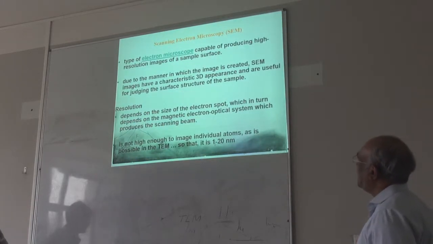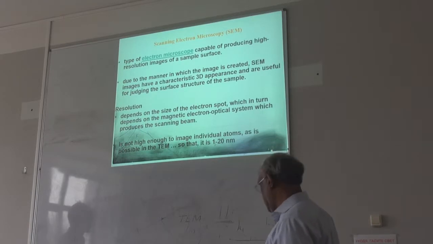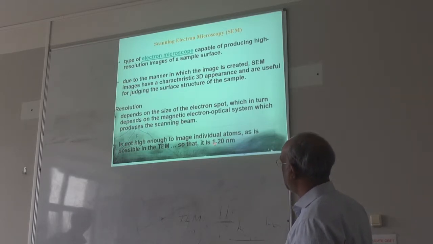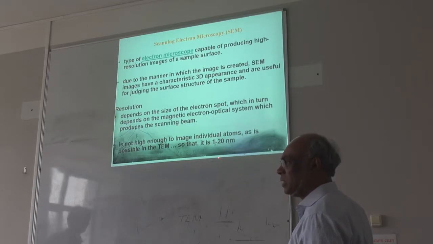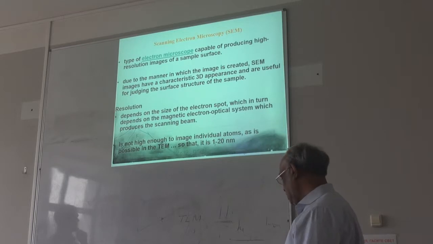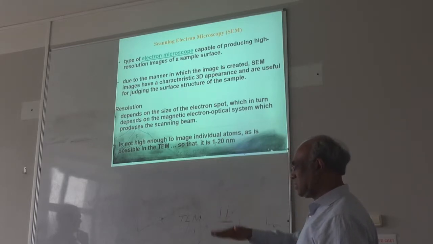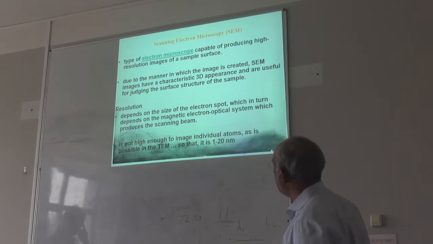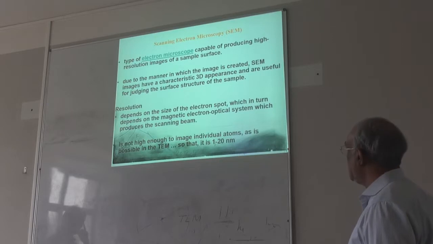So, scanning electron microscopes, like I said, are good to look at features greater than 1 nanometer. Mostly you can see how good your surface is, whether it's a corrugated surface or a flat surface. Things like that you can easily see from a scanning electron microscope.